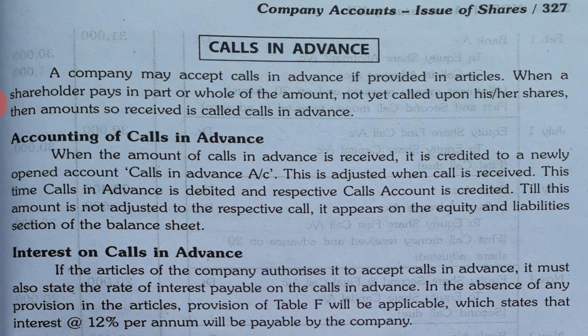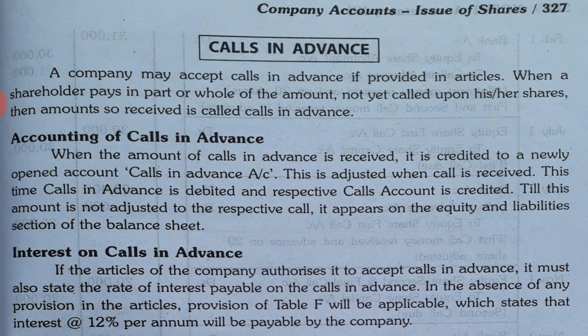At that time the shareholder will make a little less payment, meaning the money which is already deposited with the company in the bank, that much amount the shareholder will not pay. So at that time call in advance account is debited and the respective call account is credited. When call in advance account is opened, it was credited, so to close it we will debit it. Till this amount is adjusted to the respective calls, it appears in the equity and liability section of the balance sheet.